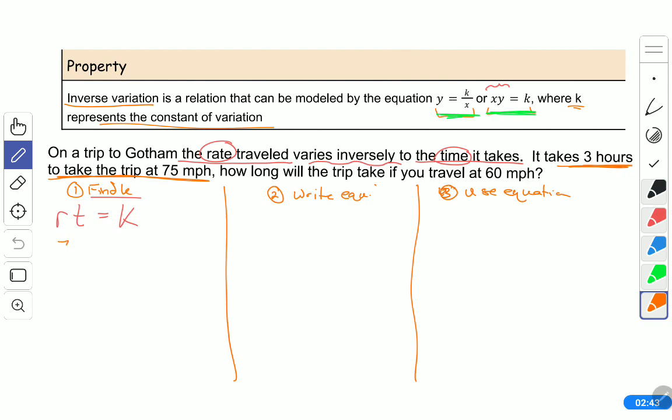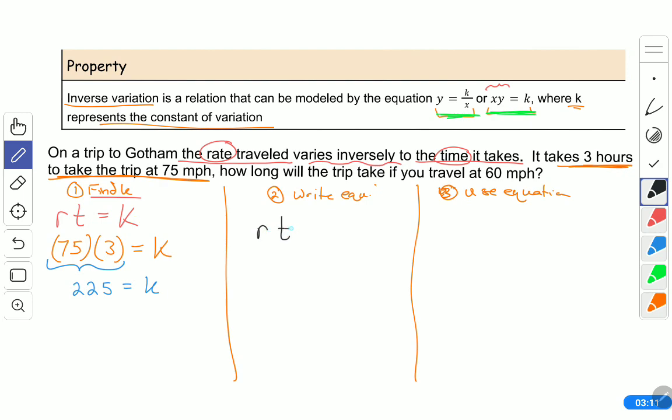So rate is 75 miles per hour. Time is 3 hours. k is k. 3 times 75 is 225. And that's equal to k. So phase 1 done.